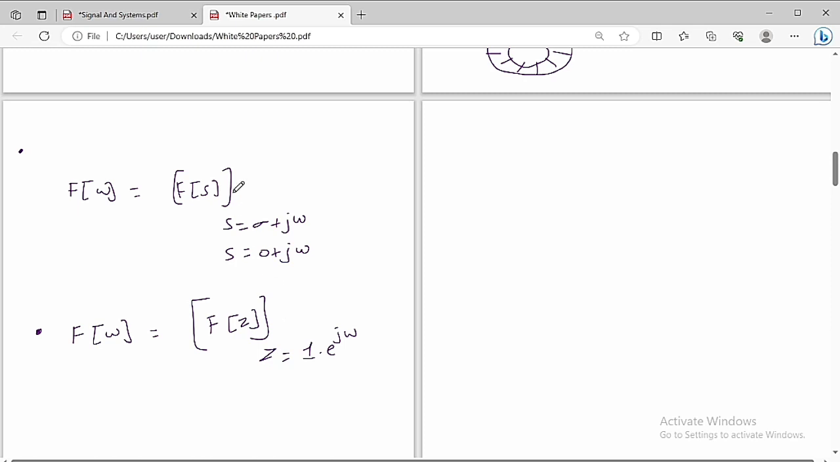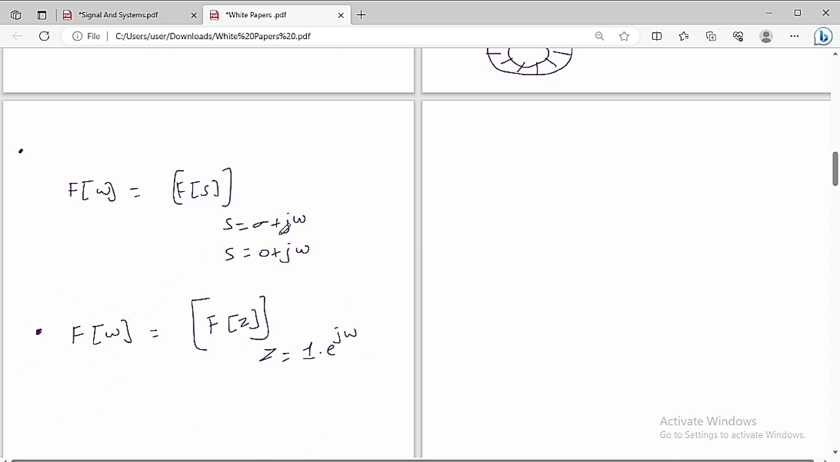So finally I can say that in the case of the Laplace transform, if the ROC is going to include the imaginary axis, then the continuous time Fourier transform for the signal is going to exist. Similarly, in the case of Z transform, if the ROC is going to include the unit circle, then the discrete time Fourier transform for the signal is going to exist. If it is not including this, it will not exist.